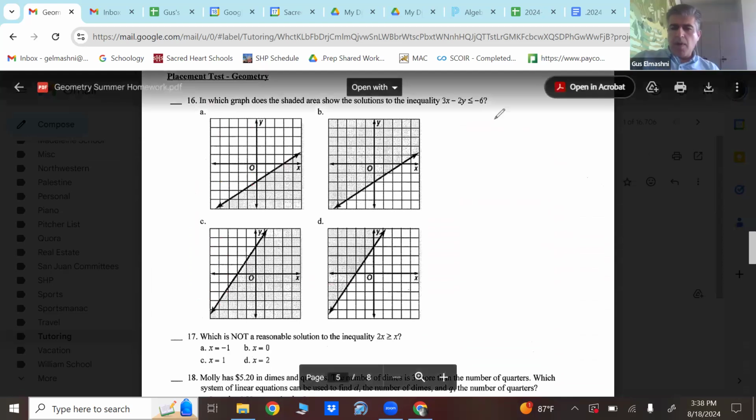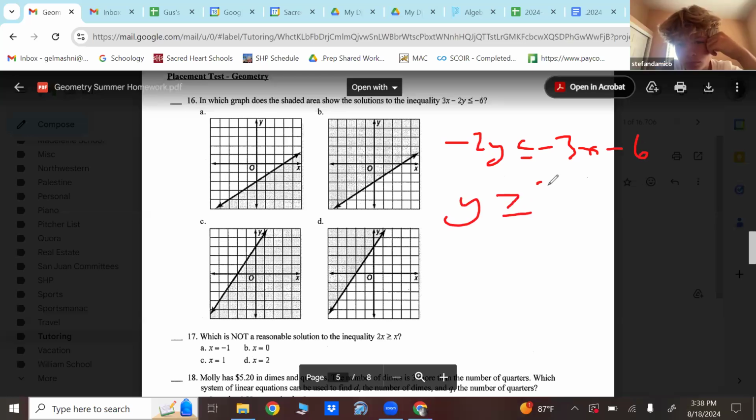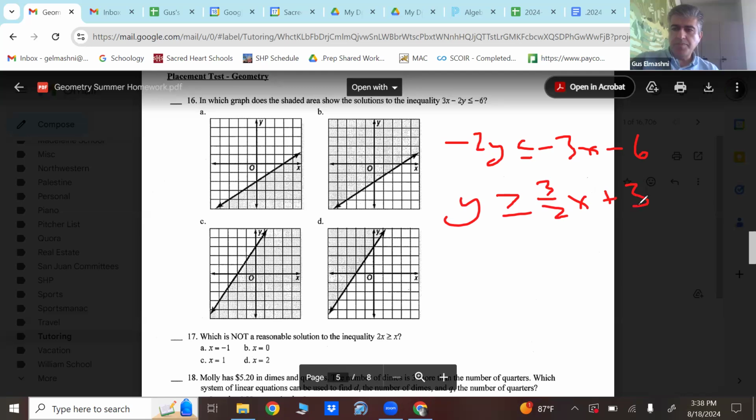Okay, whenever you want to graph, you need to get y by itself. How would I get y by itself here? I'd probably move x to the other side. Yeah, totally. It'll be -3x. Right, and then you want to divide by -2.